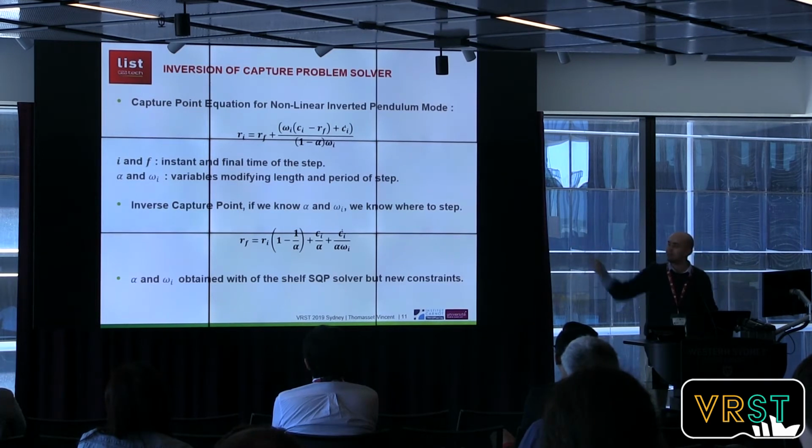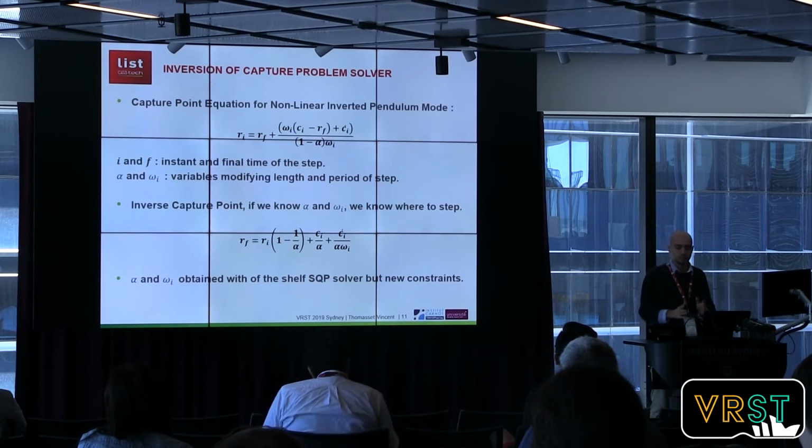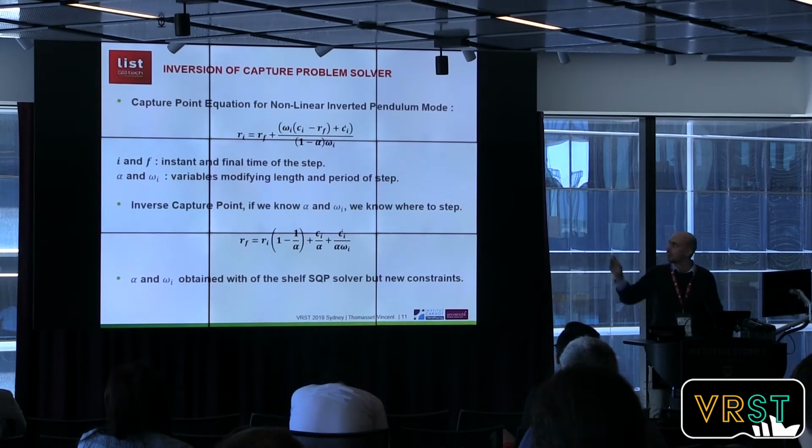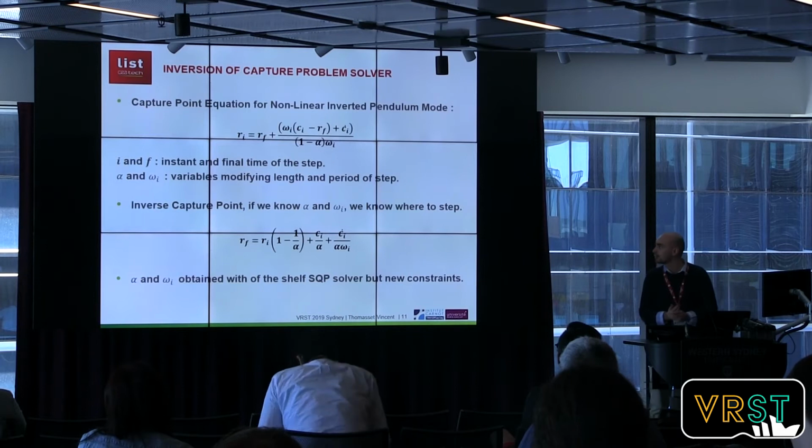And omega and alpha are parameters they are going to optimize in order to reach the kind of walking they want. Alpha is going to optimize the step period of the robot, and omega is going to optimize the height of the center of mass and the length of the step.